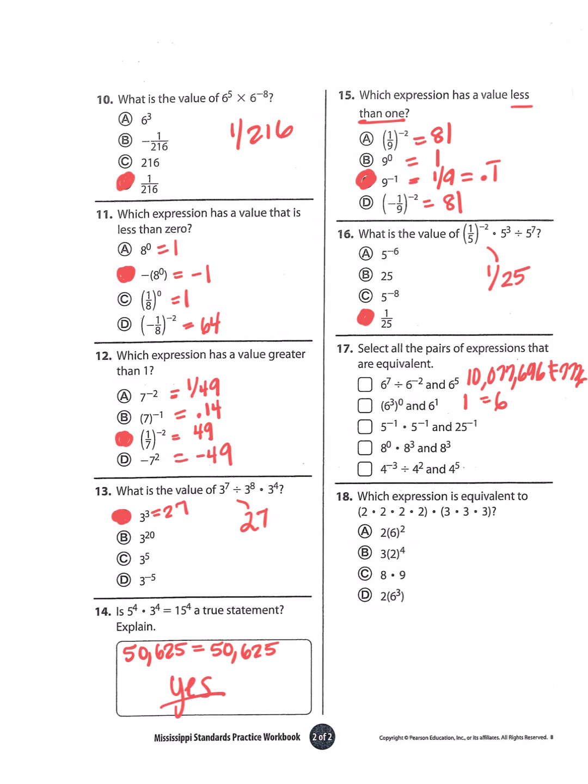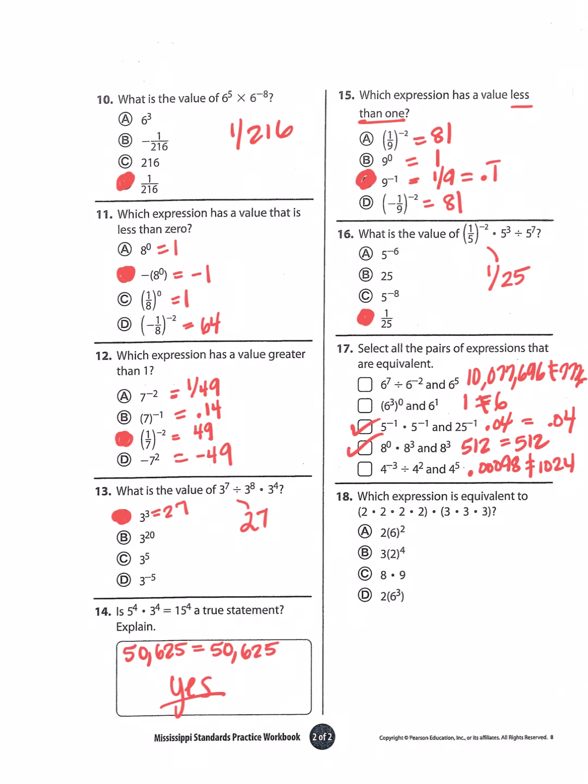The next one is 5 to the negative 1 times 5 to the negative 1. That's 0.04. And then 25 to the negative 1 is 0.04 as well. So that one works. The fourth one, 8 to the 0 times 8 to the 3rd in the calculator is 512. And then 8 to the 3rd on the right is also 512. So that one works. And the last one, 4 to the negative 3 divided by 4 squared is 0.00098. On the right side, 4 to the 5th is 1,024, not equal. So the ones that are not equal, we just do not mark as answers.